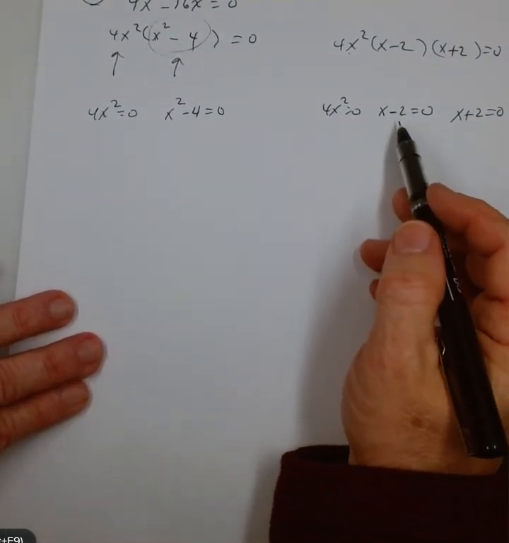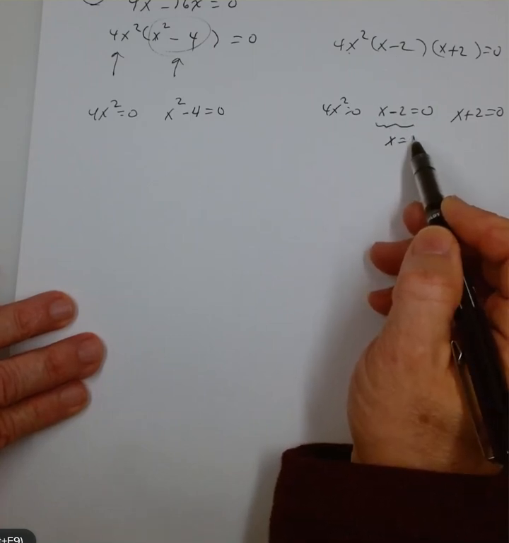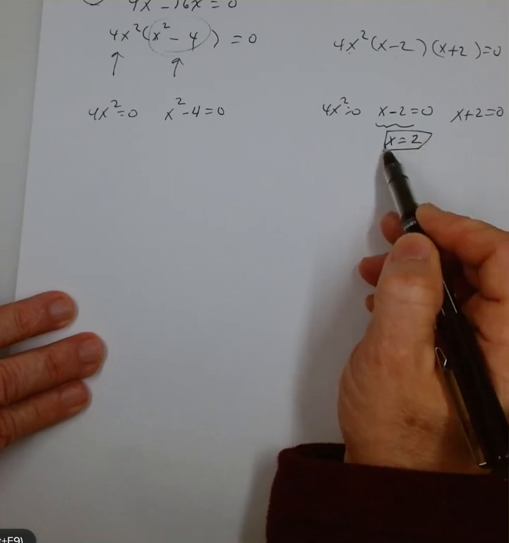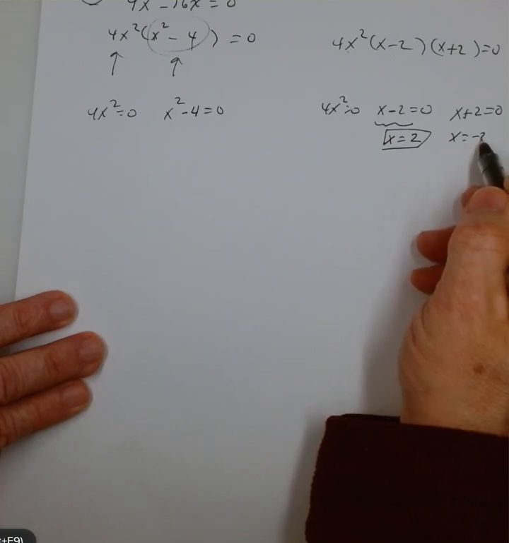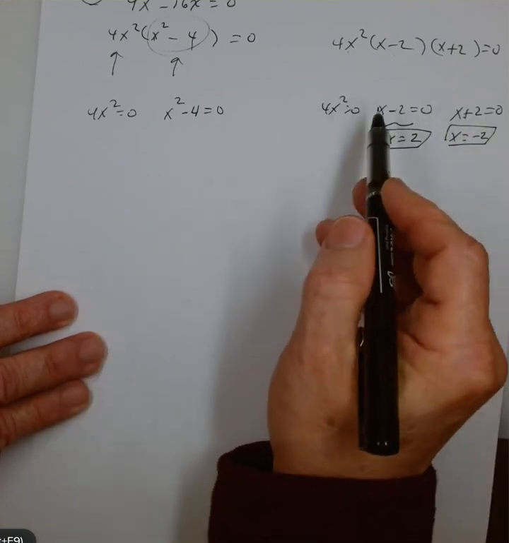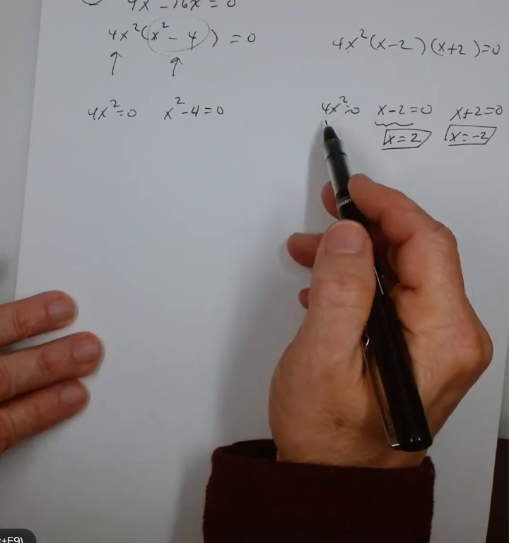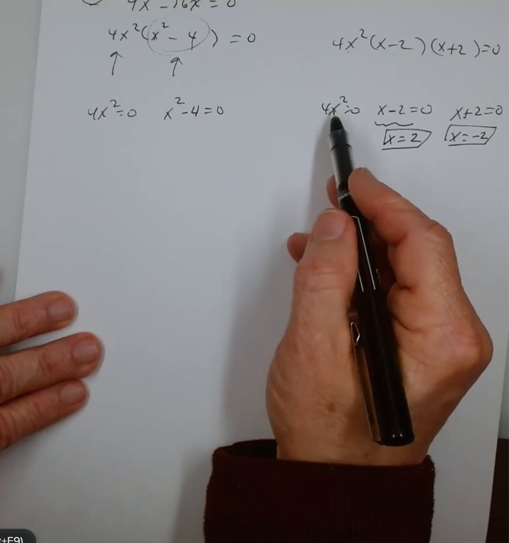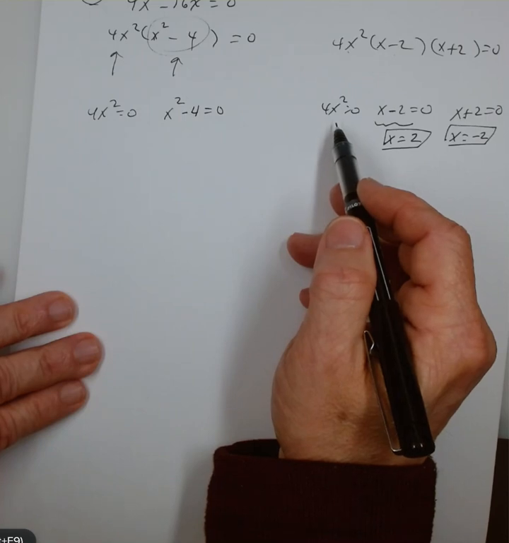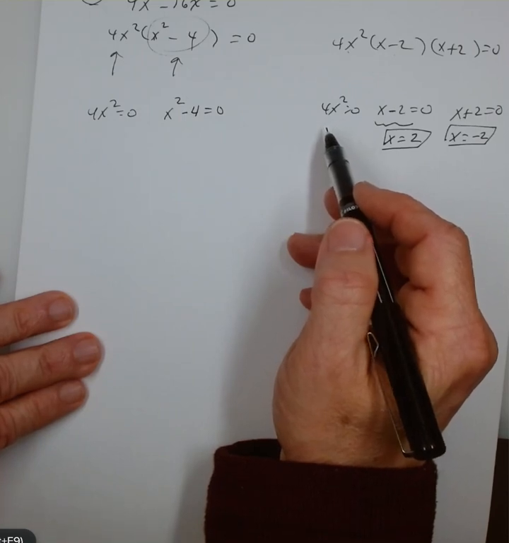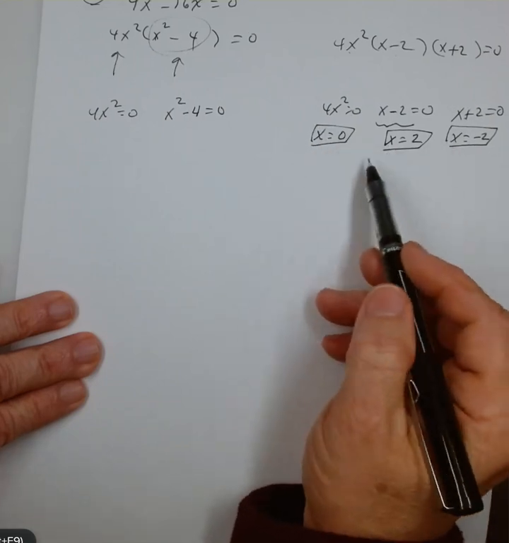Now let's look at this one. If x plus 2 is equal to 0, then what's one of your solutions? Negative 2. If x minus 2 equals 0, what's the other solution? 2. All right, now look at this right here. Don't make this difficult. You can even think about what the answer is. 4 times what squared is 0? 0. 4 times 0 squared is 0, right? So what's x? 0. So you found your 3 solutions.